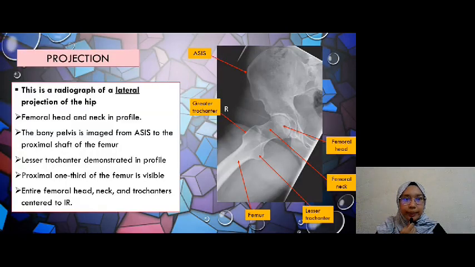Okay, next, projection. Okay, this is a radiograph of lateral projection of the hip. I say so because the femoral head and neck are in profile, the bony pelvis is imaged from axis to the proximal shaft of the femur. Lateral trochanter is demonstrated in profile. Proximal one-third of femur is visible. Femoral head, neck, and trochanters, which are greater trochanter and lesser trochanter, are centered to IR.